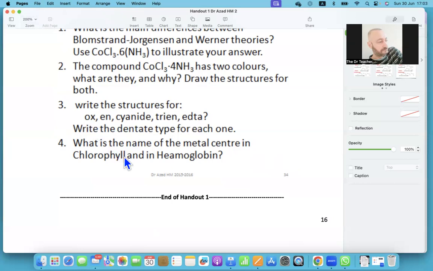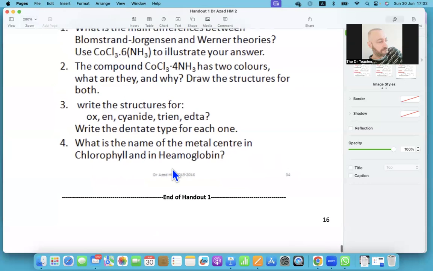What is the name of the metal center in chlorophyll and in hemoglobin? So the metal in chlorophyll is magnesium and in hemoglobin it is iron. Thank you.